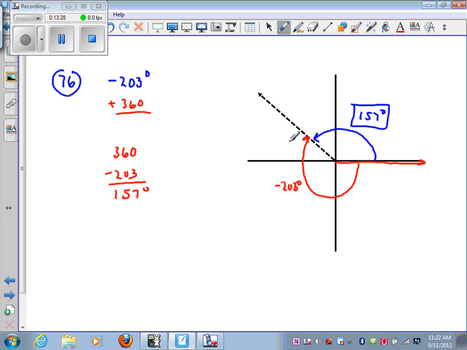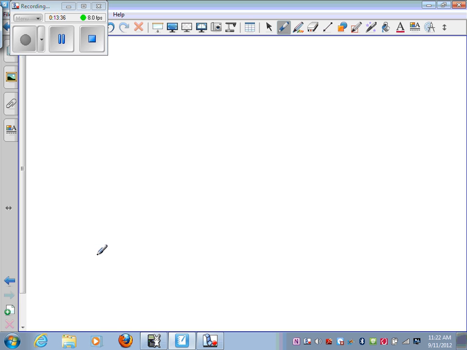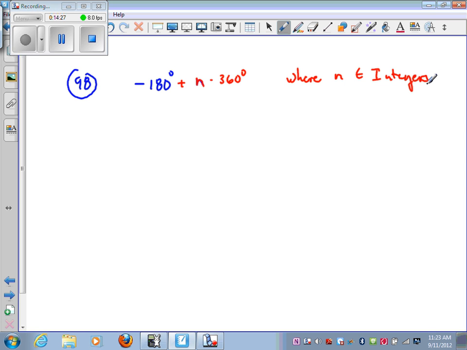Now, if you had a positive angle, then you'd want to rotate one more 360 degrees. Okay, now they want all angles that are coterminal to this angle. So if I do 98, and the angle's at minus 180. So if I add to minus 180 degrees, I'm going to add n times 360 degrees, where n is an element of the integers. So that's how we do it.